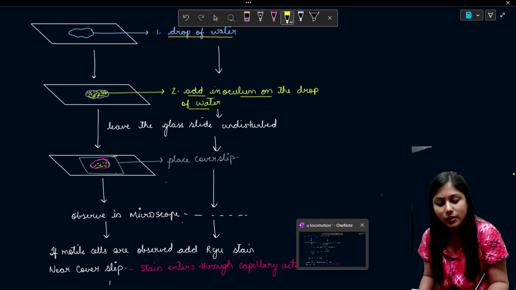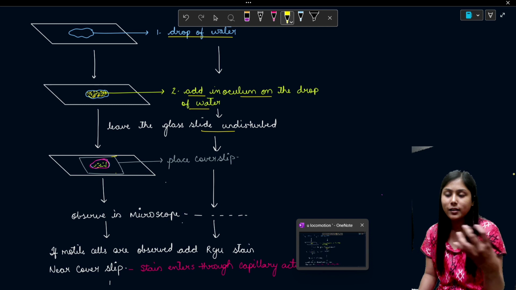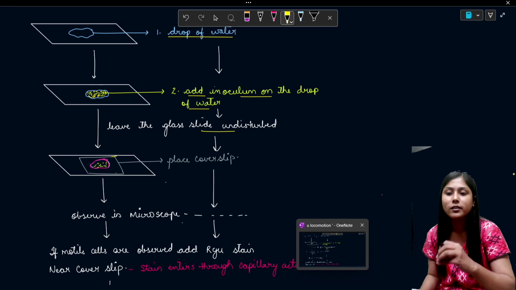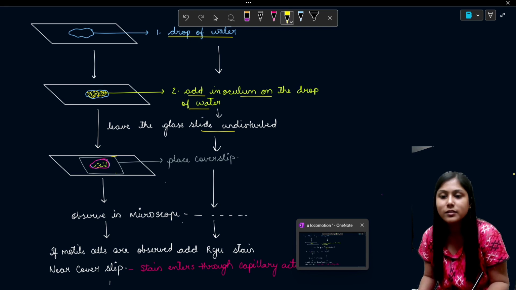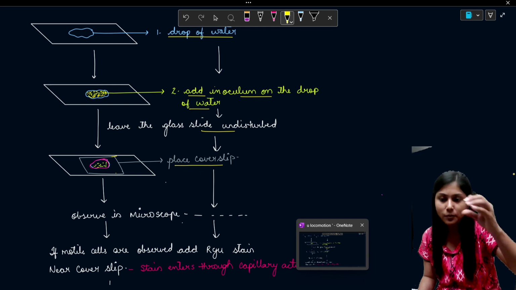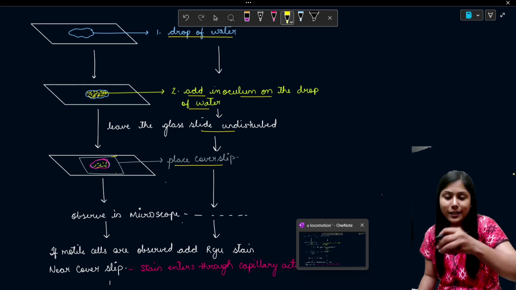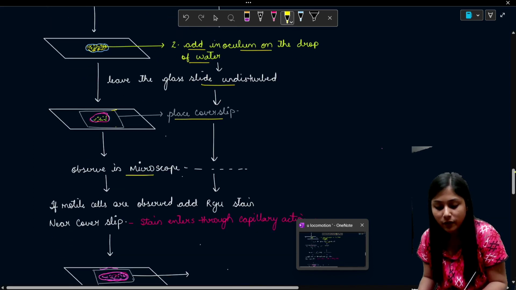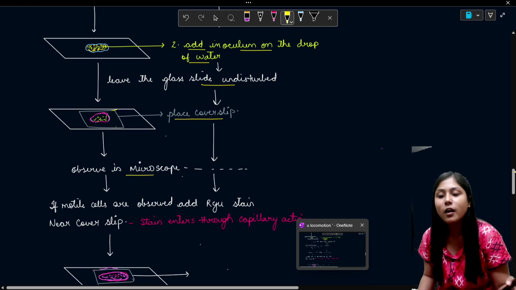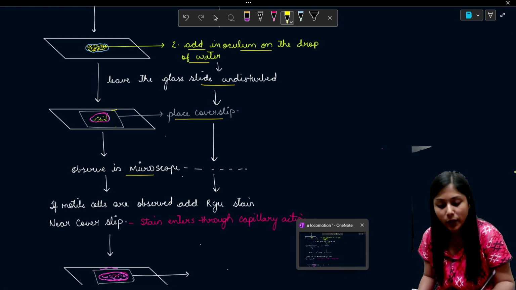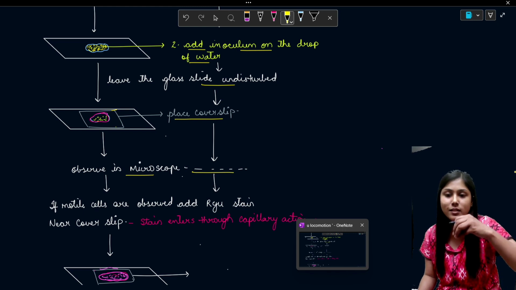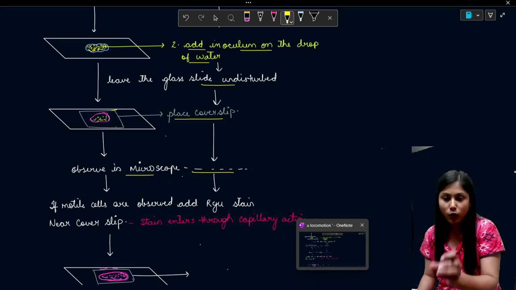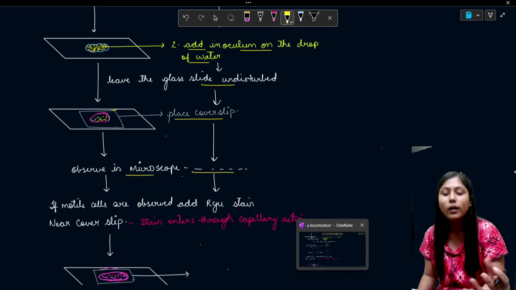Now leave the glass slide undisturbed. We should not move it here and there, because we want the slide to be undisturbed so that we can see the bacterial motility very clearly. Then we cover the area on the slide where we spread the inoculum with a cover slip, and observe it under the microscope. When you observe movement, when you see that the cells are moving and you confirm that motility is seen in the inoculum you kept on the slide, then you go ahead and add Ryu stain.